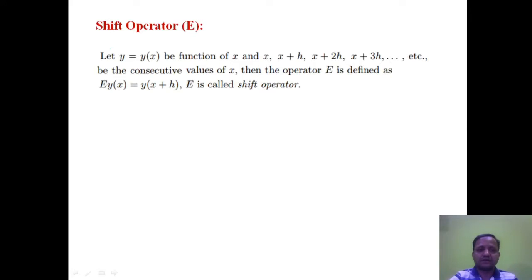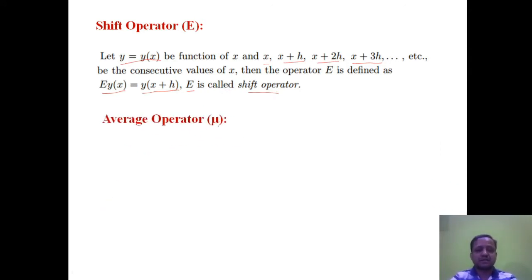So here we know the function y equal to y of x. That takes the values x, x plus h, x plus 2h, meaning equidistant, and E of y of x. If you apply operator E on y of x, it will shift to the next position, y of x plus h. Then the operator E is called the shift operator, or in some textbooks it may be called the displacement operator.